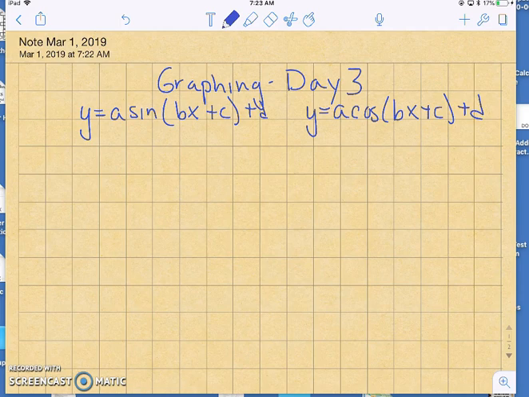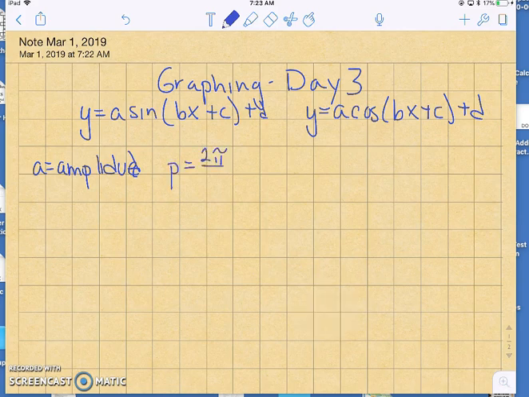So from yesterday again, a equals the amplitude. To calculate the period, it was 2 pi divided by b. And then we said those critical points, those 4 points needed to make a complete wave. To scale those, we take our period times 1/4, or divided by 4.